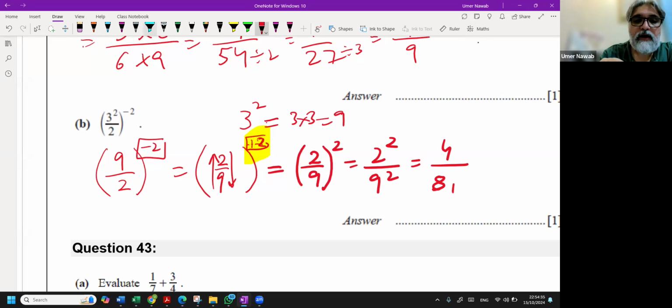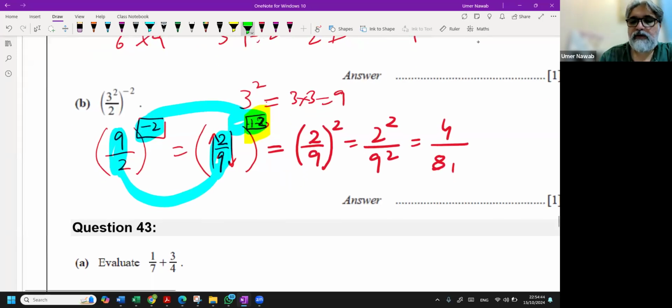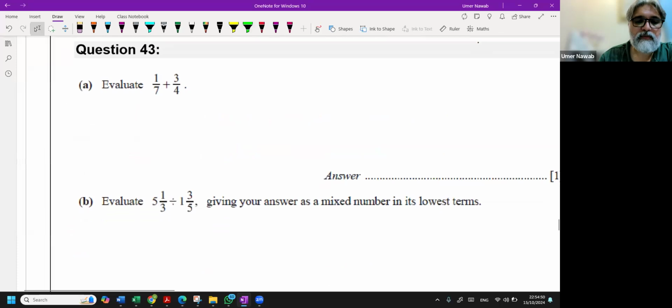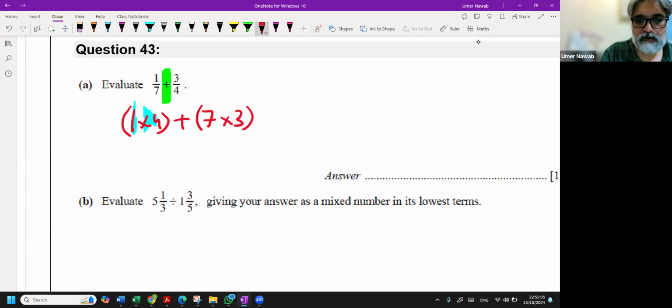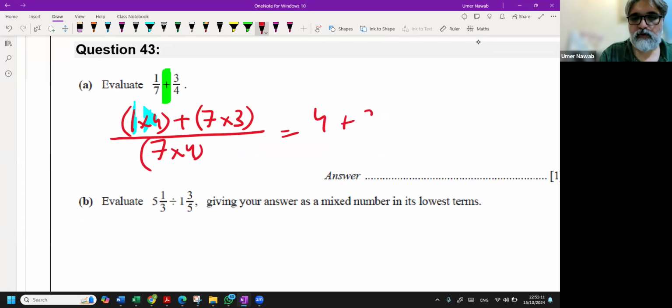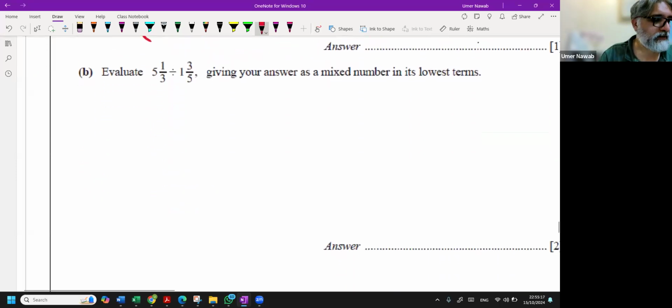Okay, so 9 over 2 becomes 2 over 9 when the negative power changes to the positive power. Now 2 over 9 whole power 2 means 2 square over 9 square, which is equal to 4 over 81. Now again, we have the butterfly technique, because we have a plus sign in between. So I'm going to write 1 times 4 plus 7 times 3 over 7 times 4. Now 4 plus 21 over 28. So 25 over 28 is the final answer.